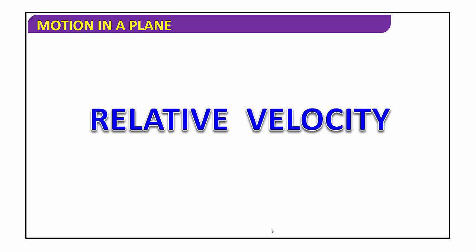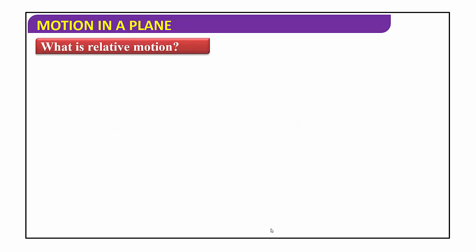First we have to know what is relative motion. Before going to study about velocity, first we can know about relative motion. You already studied what is rest, what is motion, right? And also you studied about relative velocity for one dimension in the chapter motion in a straight line. But we are going to study relative velocity for two dimensions, that is motion in a plane. So first we have to know what is relative motion.